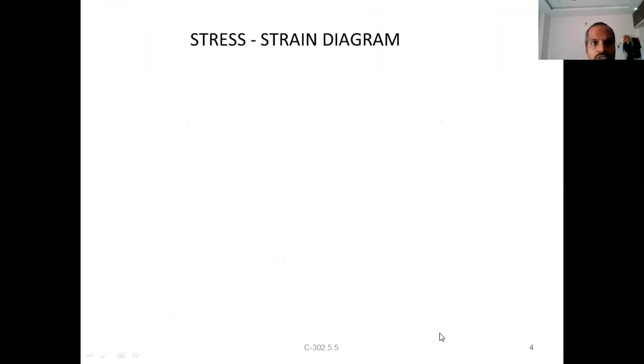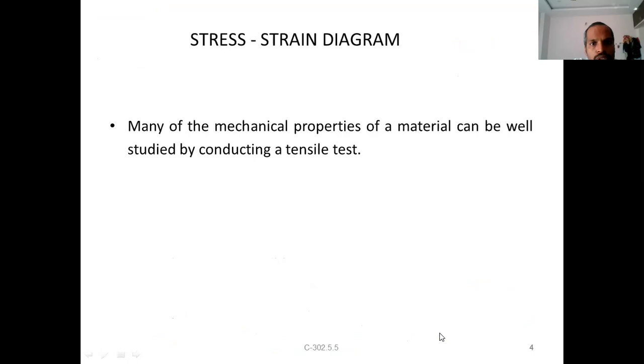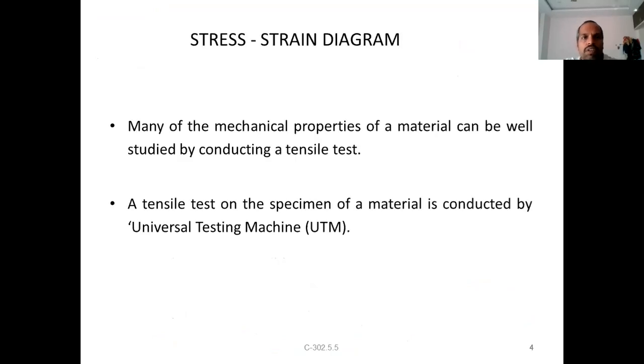Now let us go to today's actual topic, the stress strain diagram. We have discussed some points in the previous class. Let us quickly recap and complete the remaining terms. Many mechanical properties of a material can be studied by conducting a tensile test. This test is conducted on a specimen in a machine called the universal testing machine.